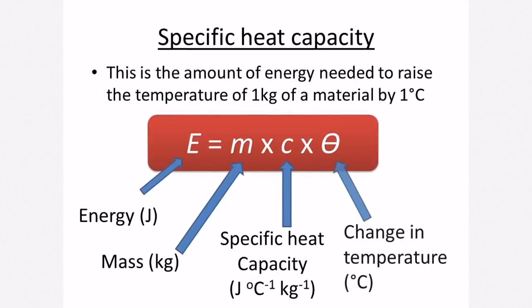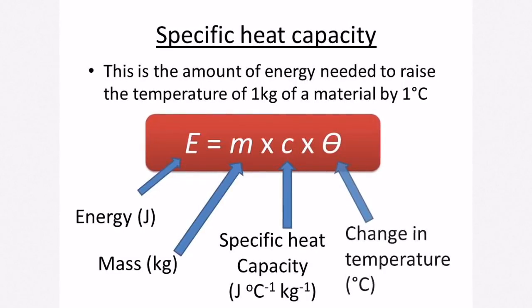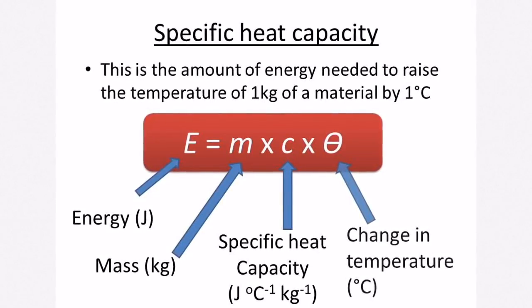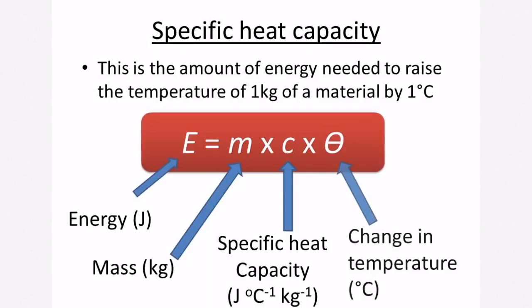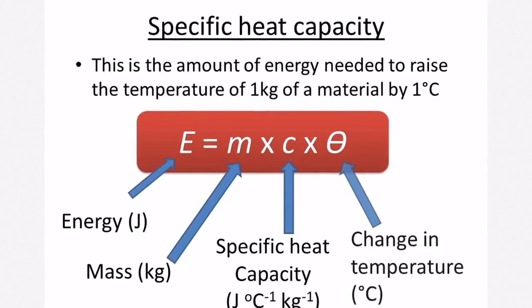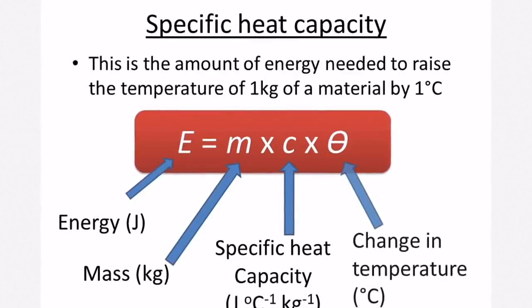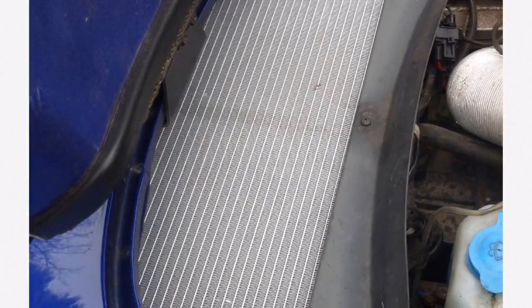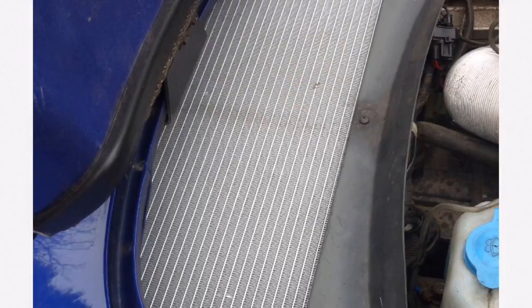This formula is reasonably self-explanatory. It just shows that the energy needed to heat an object equals its mass times its specific heat capacity times that change in temperature. Factors which affect heating and cooling are important in this topic.